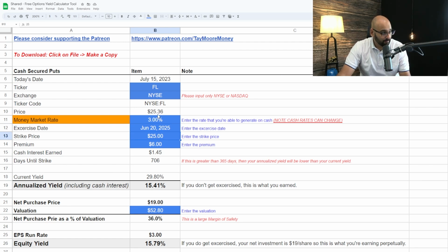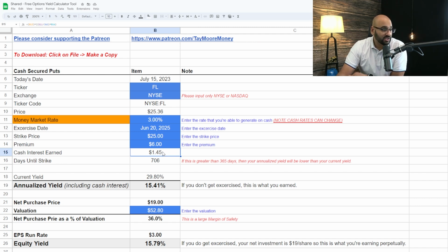to do the at the money covered call. It's currently trading at $25.36, so around $25 is referred to as at the money covered call, and then the premium for that is $6. Now here's the interesting thing: you don't just earn $6 of a premium, you also earn the cash interest earned, because you have to set aside the cash so that if you are exercised on the option, you have the money available to purchase it.